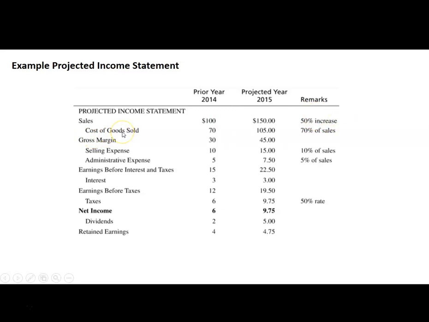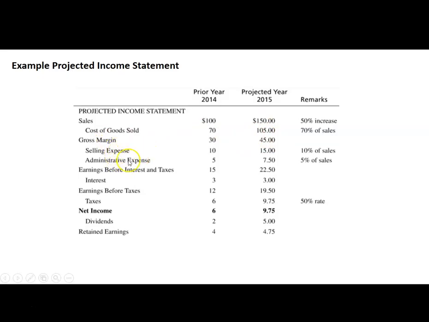For cost of goods sold, we use that percentage of sales method. So last year, our cost of goods sold was $70 based on the sales of $100. So 70% of sales went to cost of goods sold last year. So we're going to use that same 70% this year. And then we just do some subtracting. We get our gross margin.